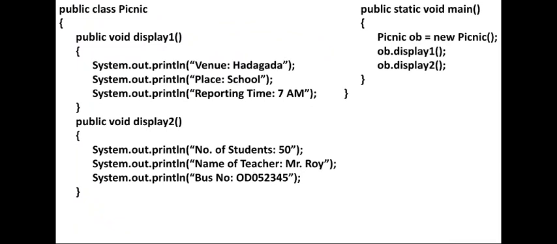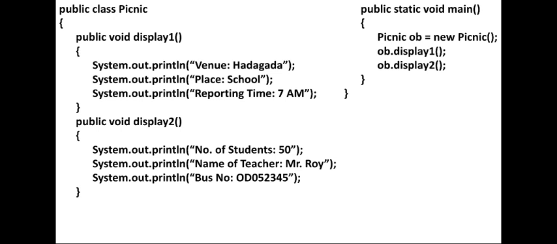Now look at the answer. Public class picnic, so the class is declared. Now public void display1, in which three output statements are there: one for venue, one for place, one for reporting time. Function closed. Second function display2, again three statements: number of students, name of teacher, bus number. Now public static void main, from where the execution will start.